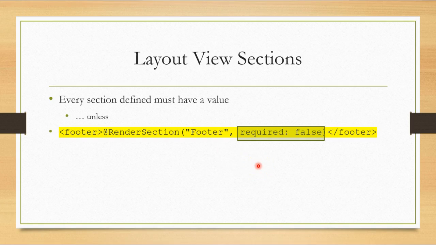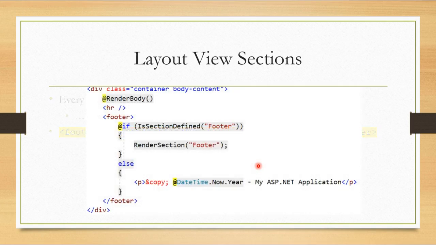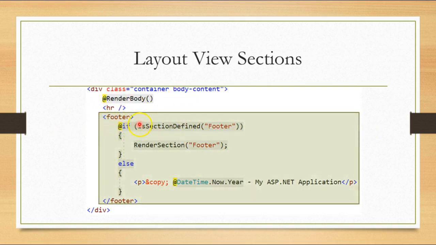What you can do, this is a nice little feature, is you can say, all right, in my layout, I have a section called footer. If that is defined from the view, then render it here. If the view did not include one, then the default will be a copyright notice. It's a little chunky, I know, but it does work. So if they provide one, we'll render whatever they provide. If they did not provide one, then we'll just put in our own copyright notice here. Not too bad.